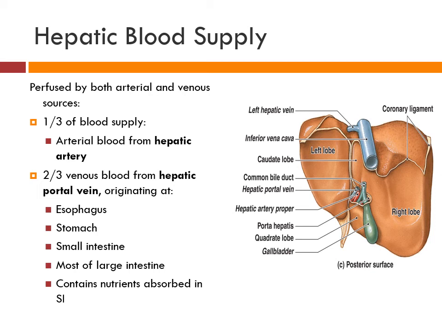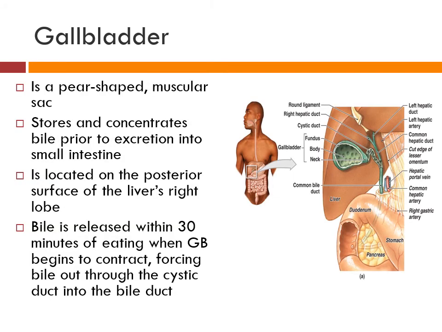And that originates at the esophagus, the stomach, the small intestine, the large intestine, and contains nutrients that have been absorbed. So we have venous blood that comes to the liver, bringing the nutrients that are absorbed out of the digestive system to the liver so they can get processed and utilized by the body. On that last slide, I meant to say that all of the arteries and veins entering the liver converge and enter at an area called the porta hepatis.